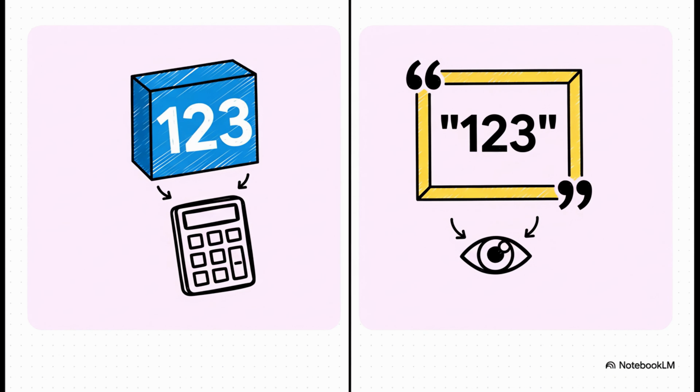Now, what's so wild about this is how a tiny little detail can change everything. See those quotation marks? The number 1, 2, 3 is a value, something you can add or subtract. But 1, 2, 3 in quotes, that's just text. It's like the difference between an actual hammer and a picture of a hammer. They look similar, but you definitely can't build a house with the picture.